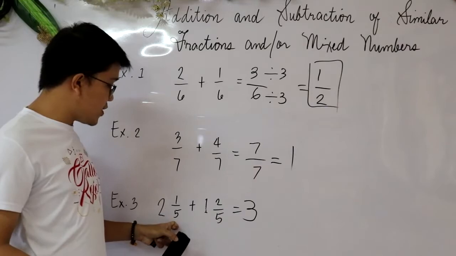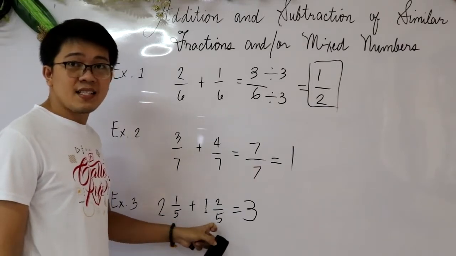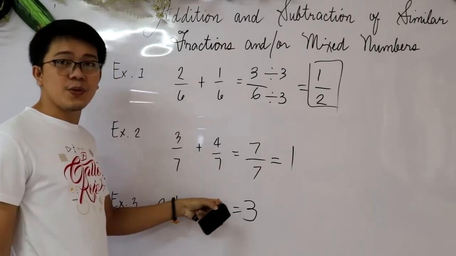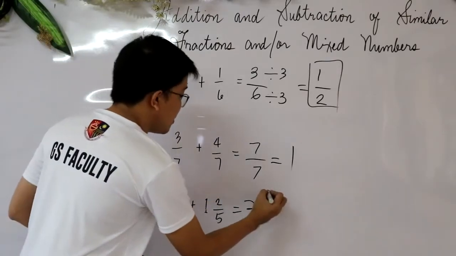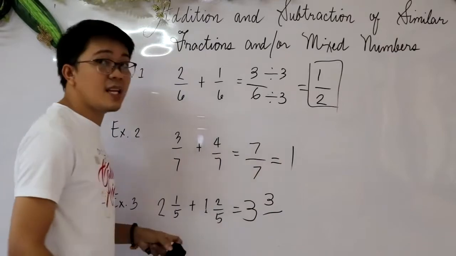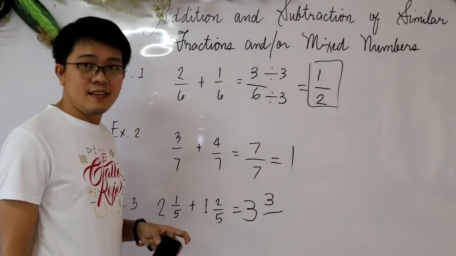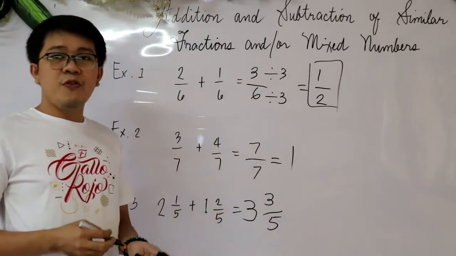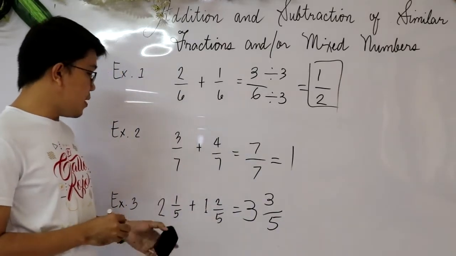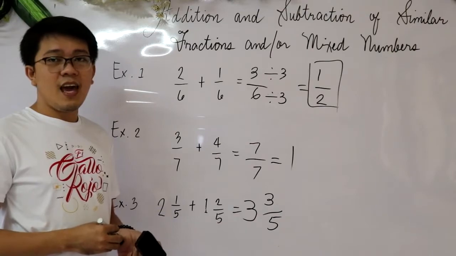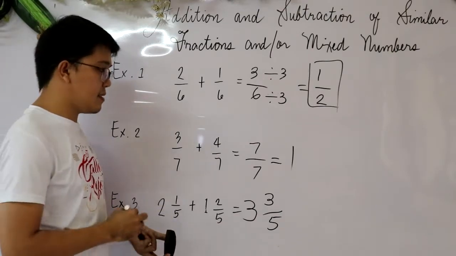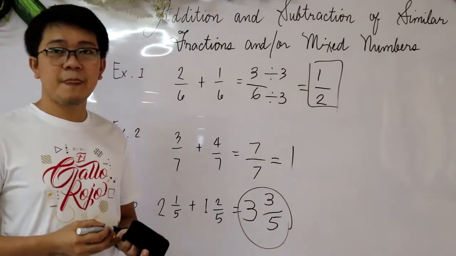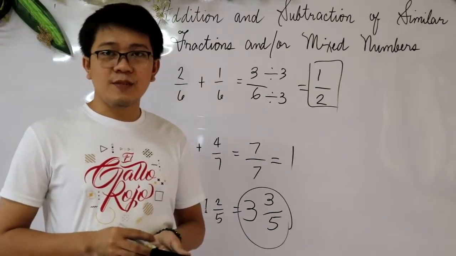The first fraction here is 1/5, and the second fraction is 2/5. Now what is 1 plus 2? Awesome, it's 3. Then copy the common denominator, which is 5. Therefore, we say that the sum of 2 and 1/5 and 1 and 2/5 is 3 and 3/5. How about subtraction?